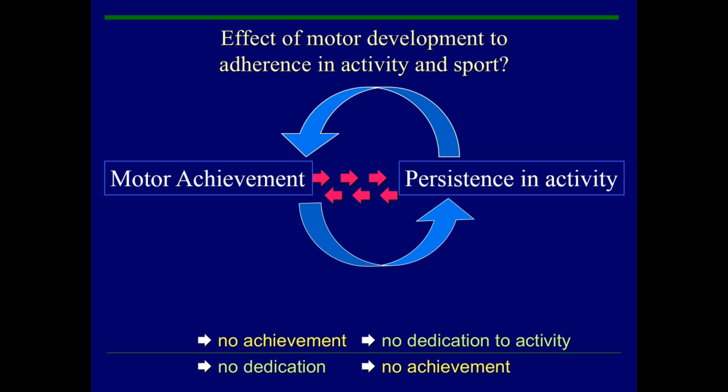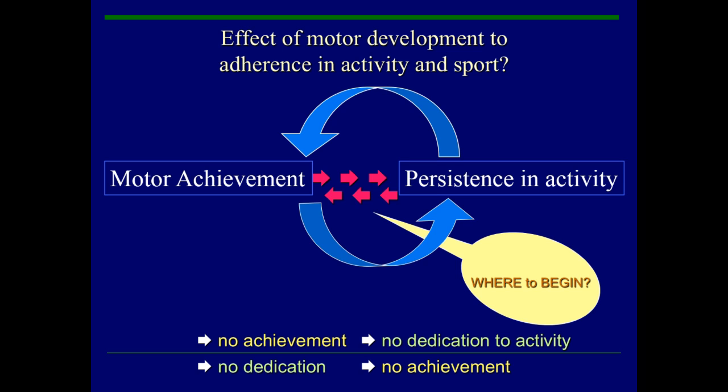The vicious cycle is succinctly stated here. No achievement, therefore, you do not expect that kid to have any dedication to that activity. However, flip it, if there's no dedication, there's also no achievement. Question is, where do you begin to break the cycle?